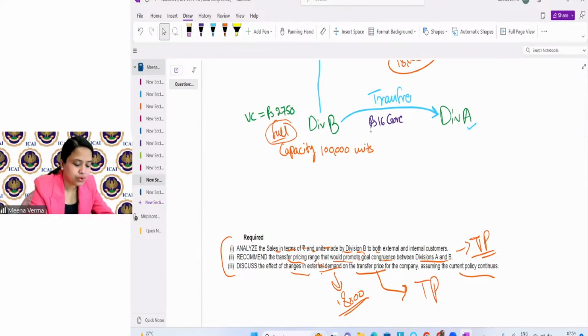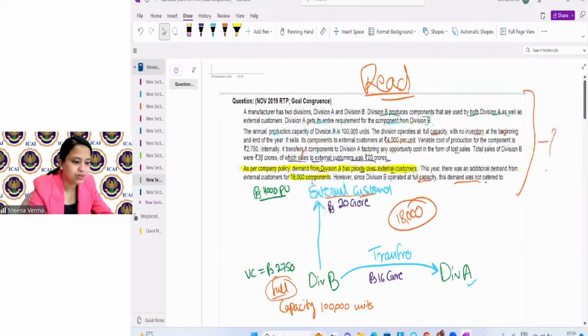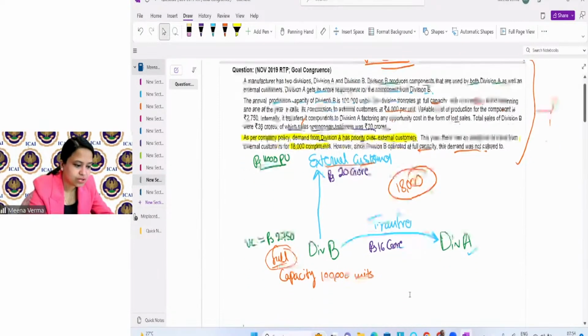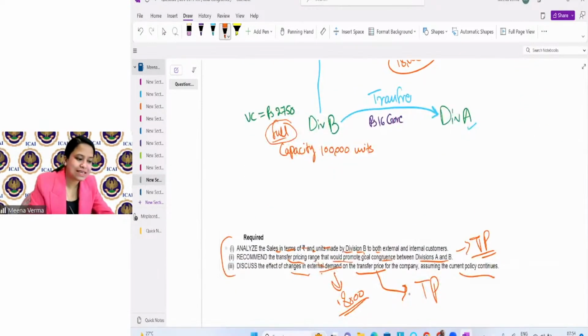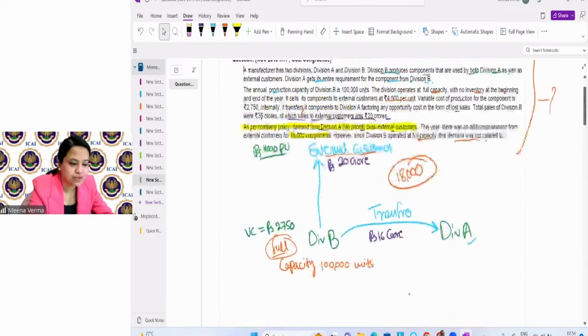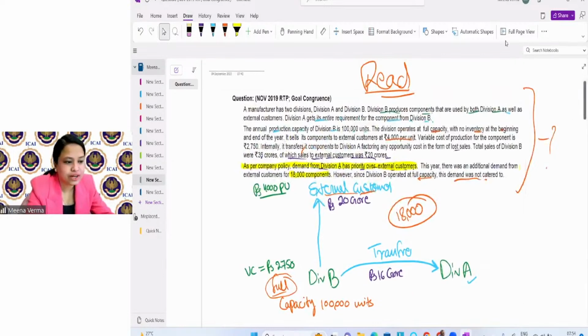Okay. Now what do you have to do here? First, you have to find out the sale, what is given in the question. What is the sale in units also? Find the sale. Then find the transfer price, right? Then find the transfer price when there is extra demand. Can you try to solve it on your own?